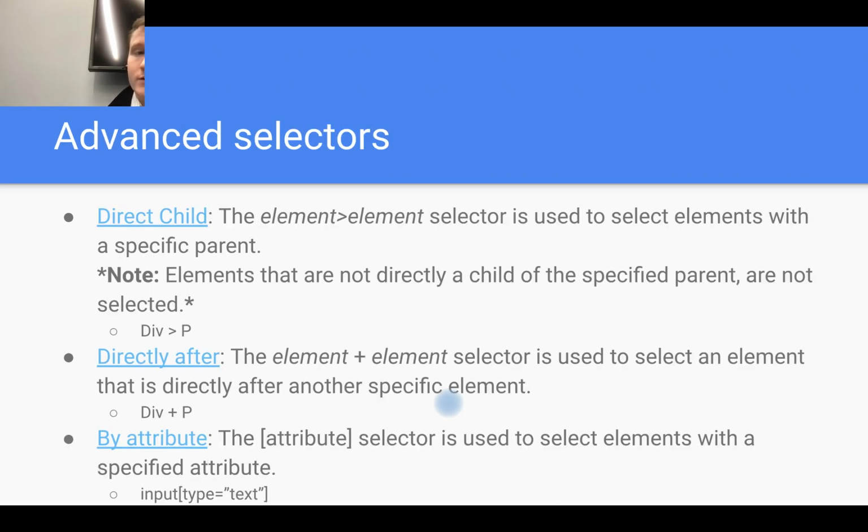The advanced selectors that we covered were the direct child, so the element selector used to select elements of a specific parent. The directly after selector is used to select an element that is directly after another specific element. We also learned how we can select by attribute. So any HTML element that we create with an attribute can be styled based on its attribute.